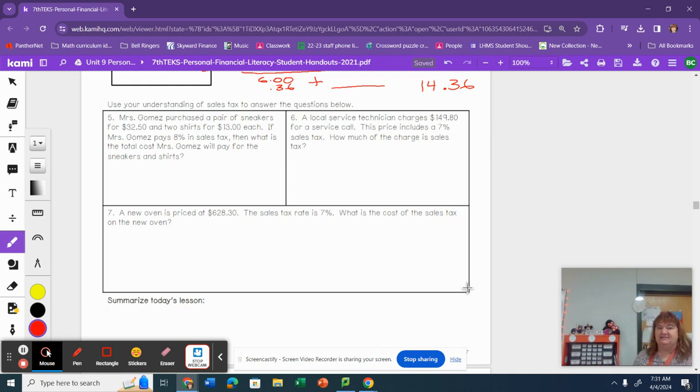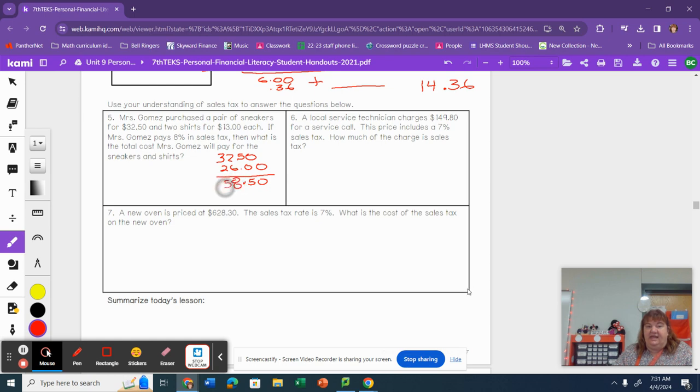Okay, so let's practice understanding everything that we did today. Mrs. Gomez purchased a pair of sneakers for $32.50 and 2 shirts for $13 each. So we have $32.50 and 13 each would be $26. If Gomez pays 8% in sales tax, what is the total cost? Okay, this is just basic. Add this together. 6, 7, 8. 58.50, and then you need to find the sales tax, so 8% of this. So you can multiply this by 0.08. Multiply that out.